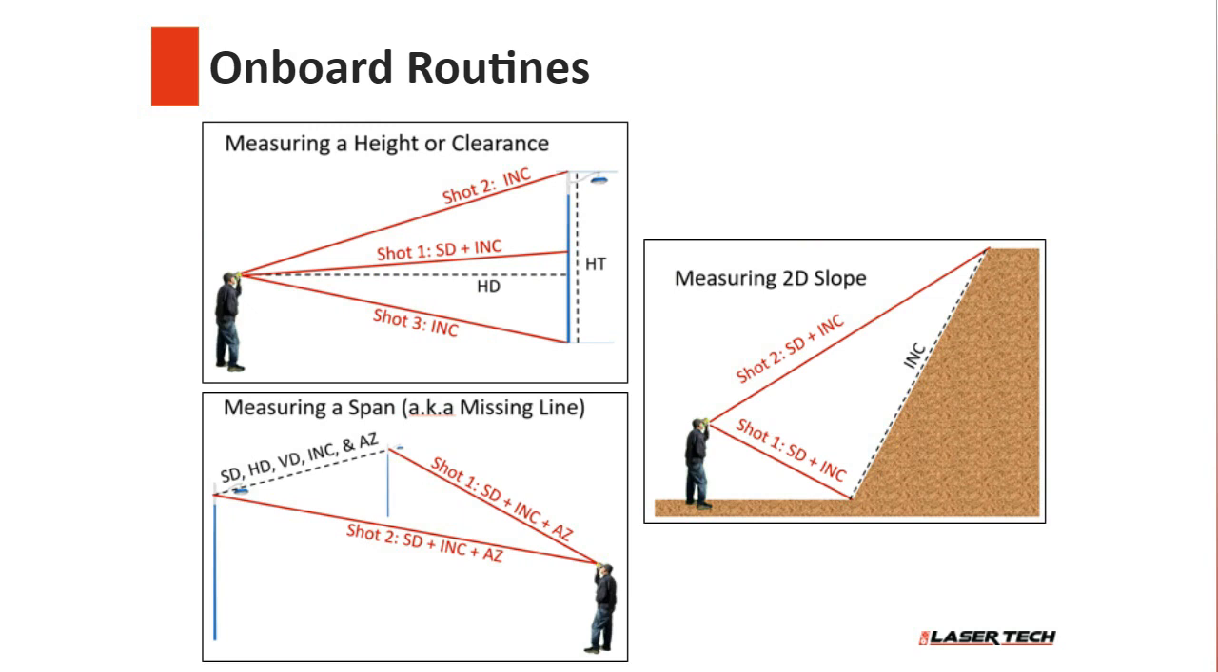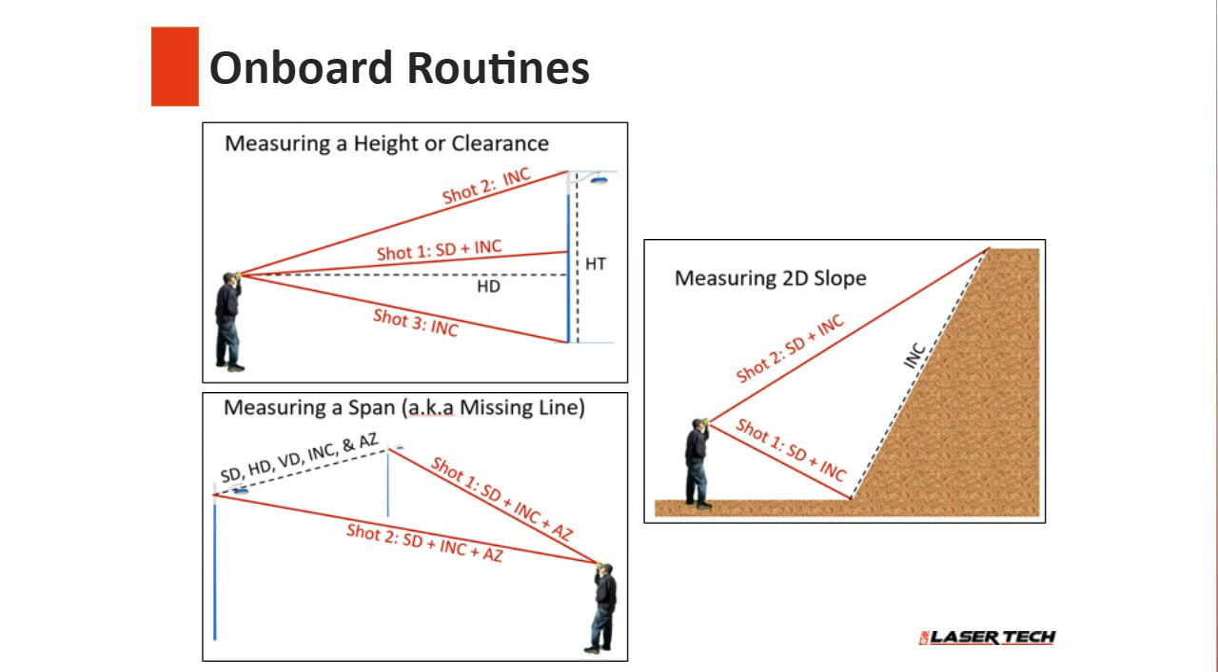One of those routines, using the tilt sensor I talked about earlier, is that you're able to measure height or clearance. So we've got a 3-point height routine in the diagram at the top left. Take those 3 measurements, and it automatically calculates that height, and you'll get an output with those measurements, and you can see that height value.